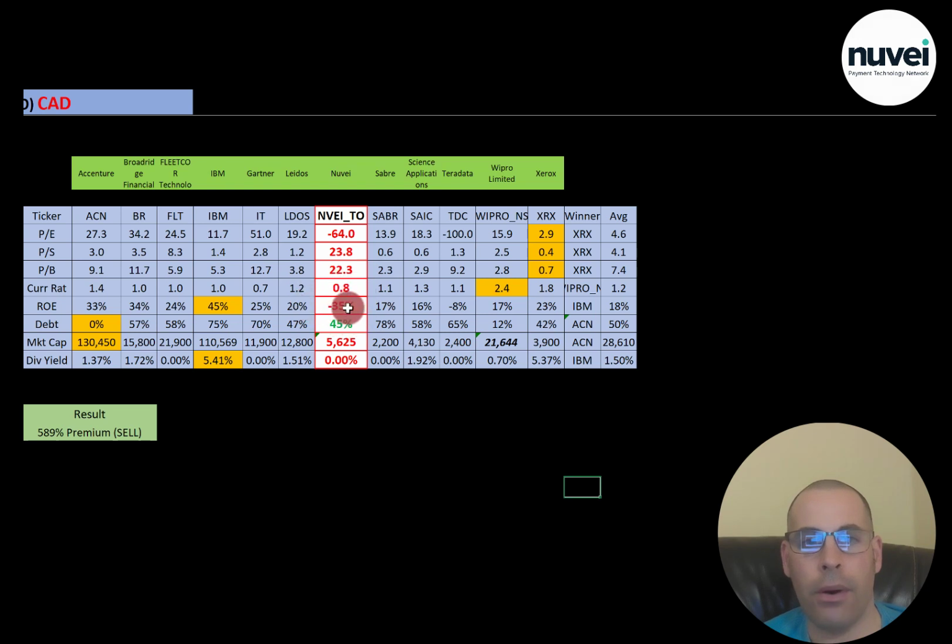They have negative ROE. They are lower in debt at 45%, average is 50%, but I have a feeling this is going to go up a lot more soon. Market cap when you convert it to US dollars is 5.6 billion, average is 28.6 billion US dollars. And they don't pay a dividend, the average is 1.5%. So to summarize, I have them trading at a 600% premium. Their ratios look terrible and their financials look a little weak. This is a really risky company to invest in, but they need major funding to continue to keep going.